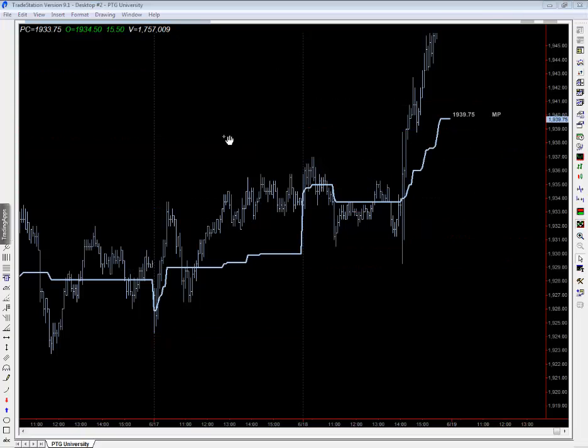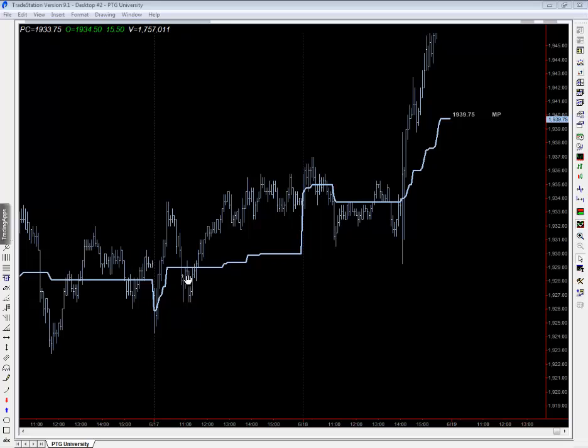Okay, the next component of the balance chart we'll just take a quick look at. It's a fairly simple calculation. It's the median point, and it simply calculates the dynamic 50% level of the current session. And this level is simply used as a dynamic over/under, or bull-bear level.